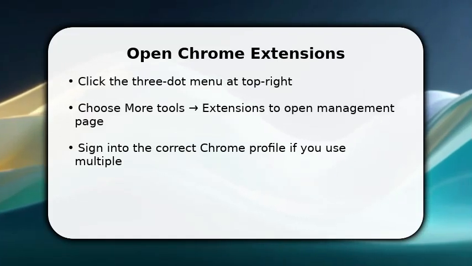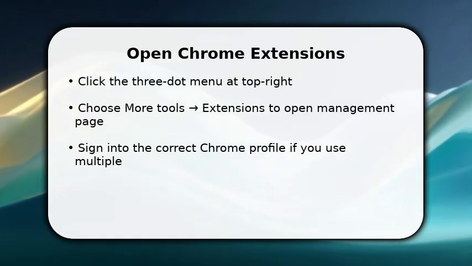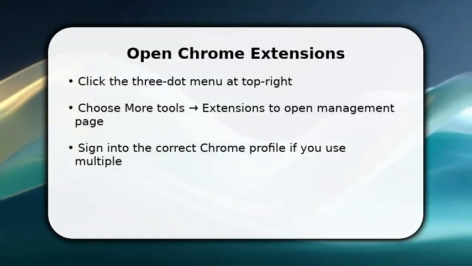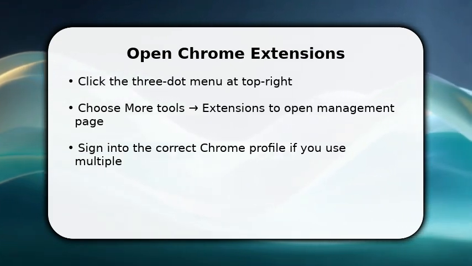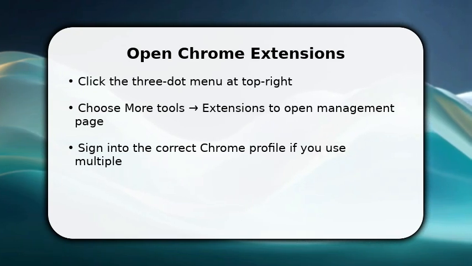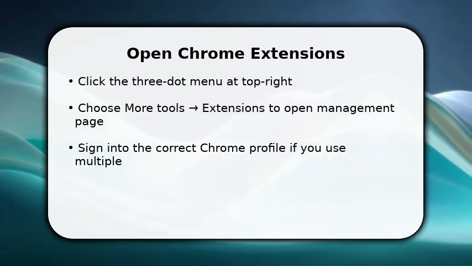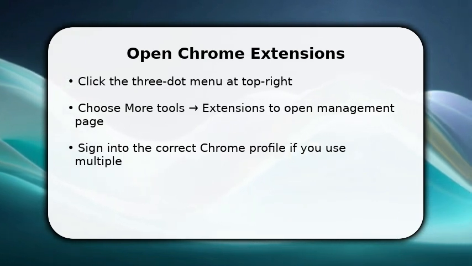You're starting in Chrome. Click the three-dot menu at the top right and pick More Tools, then Extensions. You need to be in the correct profile, so switch profiles now if needed. Once the Extensions page appears, scan the list for the extension you want to disable. Make sure you identify the exact name.